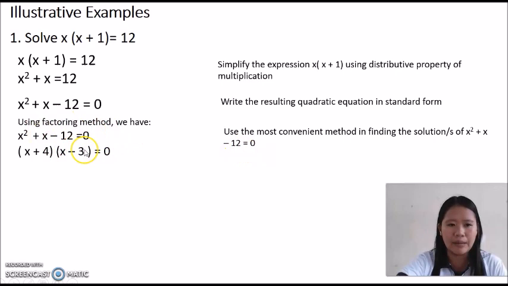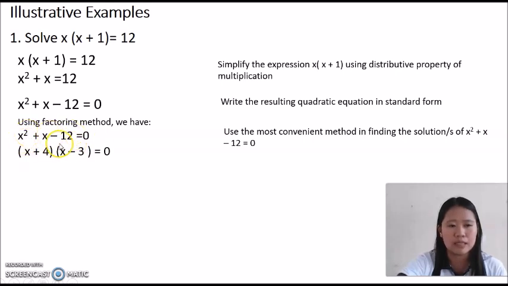So, dito, ang ginamit ay factoring. So, i-factor natin si x raised to 2 plus x minus 12 equals 0 para mahanap natin yung solutions ng equation. So, the factor of this equation is x plus 4 times x minus 3 equals 0. Why? So, ito. What is the factor ba ng x raised to 2? We have x and x because x times x equals x raised to 2.